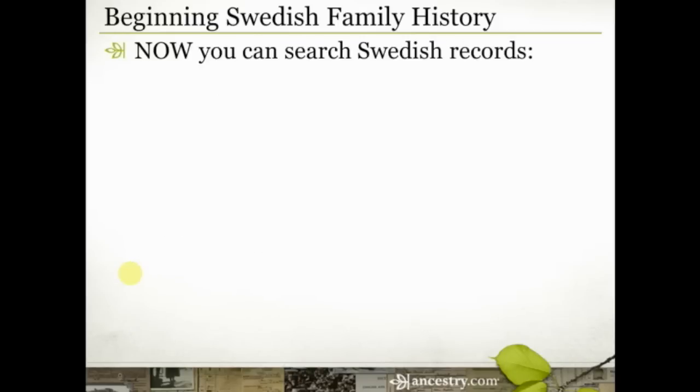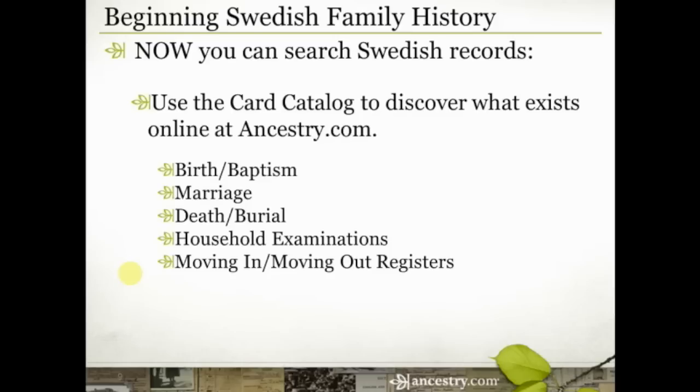So let's talk about Swedish records. I make a point of making sure you understand all of that, because it's really important that you don't just try to jump straight into the Swedish records, that you've done your research back to that point appropriately. So we're going to use the card catalog to discover what exists online at Ancestry.com. Sweden has amazing, excellent records, okay? So once you get into the Swedish records and you know the place where your ancestor is from, you have a gold mine of information.